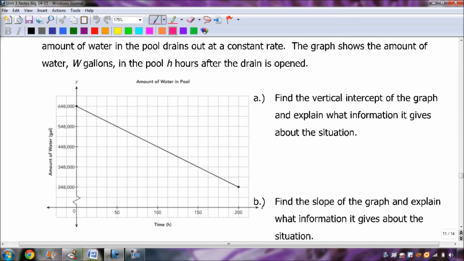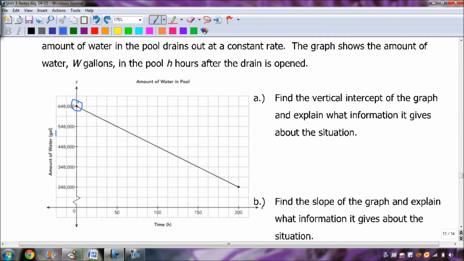Now, you haven't seen the word vertical intercept before, but it's nothing new to you. We normally just call it the y-intercept. Vertical and y are basically the same thing in this example. So, look at your graph and find out what is the y-intercept. Well, it's 648,000, okay? But what's the unit? Gallons, all right? So the answer to this is 648,000 gallons, but what does it tell you about the situation?